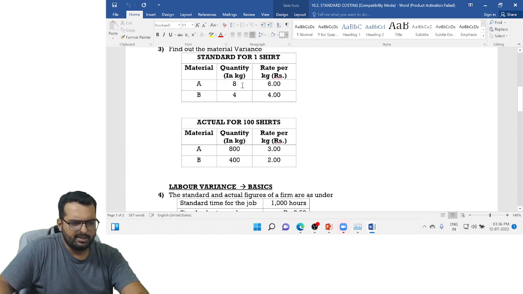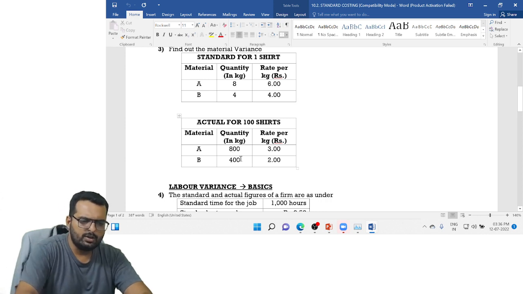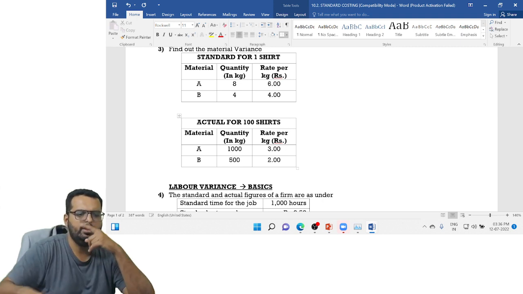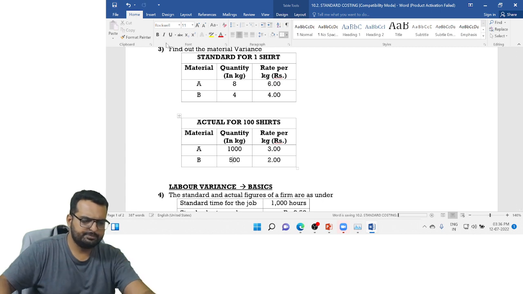One moment, friends. I'll make a small change here. I think I already had made. One shirt is given. So for 100 shirts, let me make the actual quantity as 1000 here. Okay. And let me make this as 500. Yes, friends. Do it now.